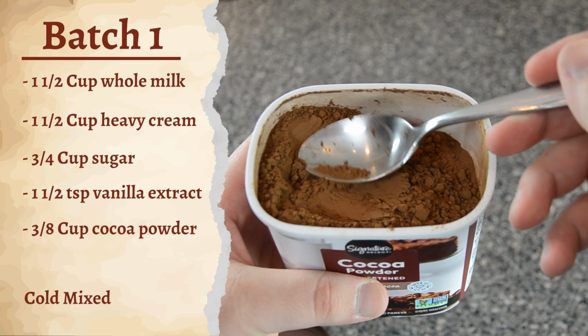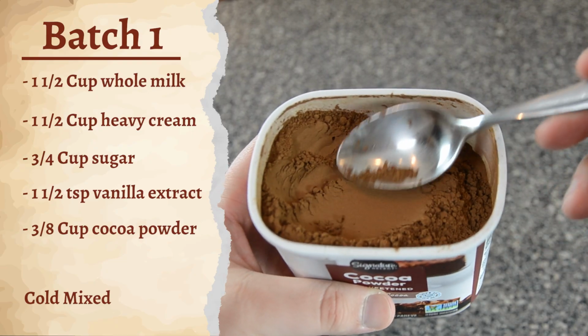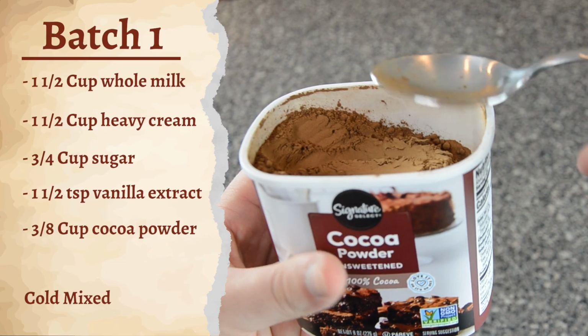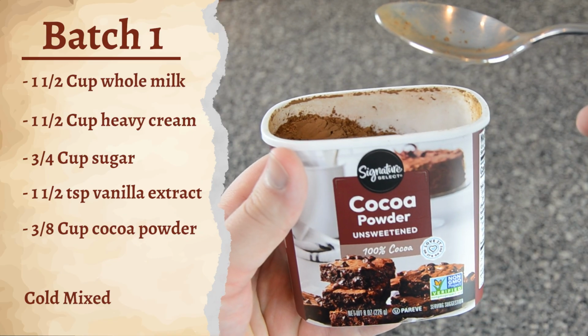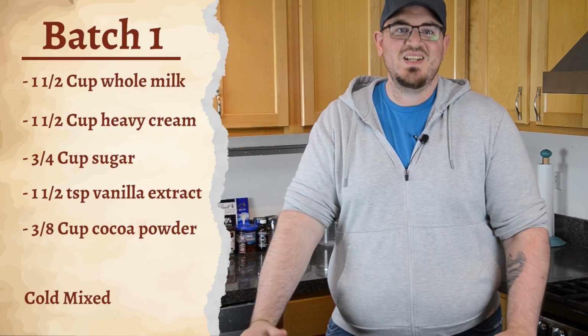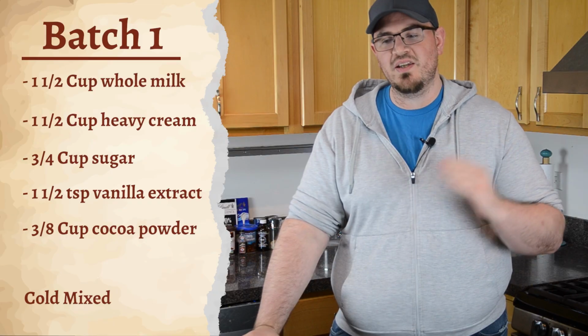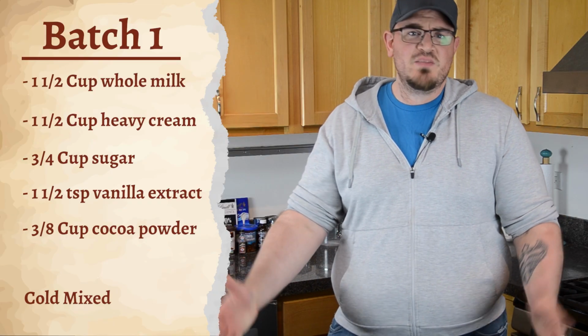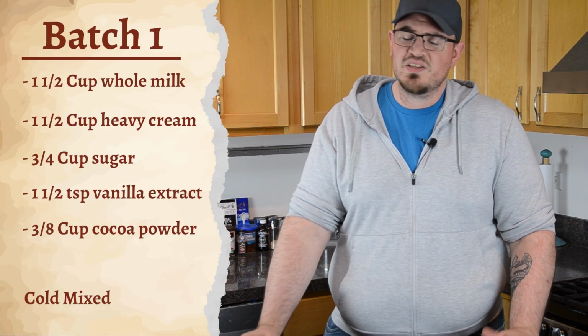We're just doing a simple cold mix. We're not cooking it. We're just throwing it in and stirring very well, because cocoa powder, if you've ever worked with it, you know that it doesn't blend very easily into things. You really have to work it in there. But that's what we did. That's batch one. If you've had vanilla ice cream before, this is probably going to be very common, very well known for you.